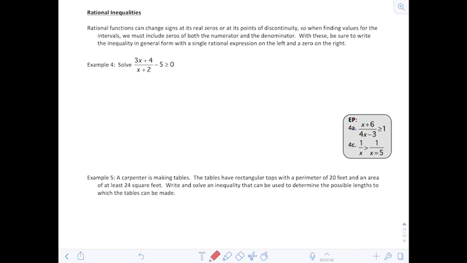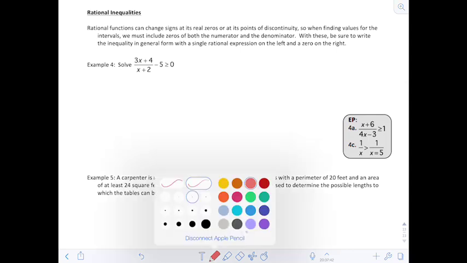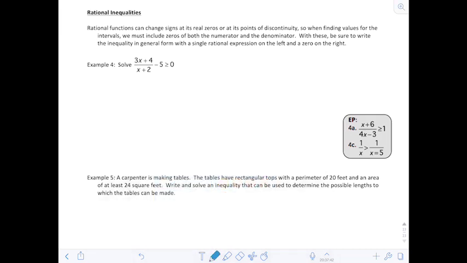And as we know with denominators, we have to be careful of when they're undefined, or when they're 0, which makes our function undefined. So rational functions also change signs. They can change signs at the zeros or at points of discontinuity. So if we have a hole in the graph, that can also change it. So when finding values for the intervals, we must include zeros of both the numerator and the denominator. That's going to be really important here in a second.